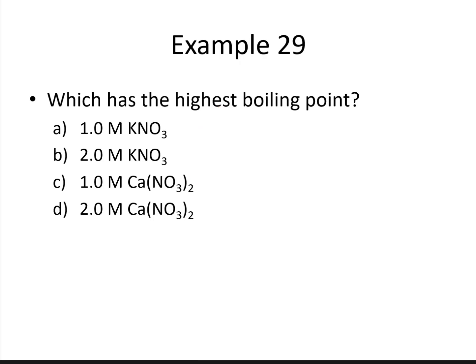In choice C, you have a 1 molar solution, but calcium nitrate dissociates into 3 particles, 1 calcium, 2 nitrates. So 1 times 3 is 3. In choice D, you have 2 molar calcium nitrate. Calcium nitrate dissociates into 3 particles, so 2 times 3 would be 6. And that would be our combination that would give us the highest boiling point.